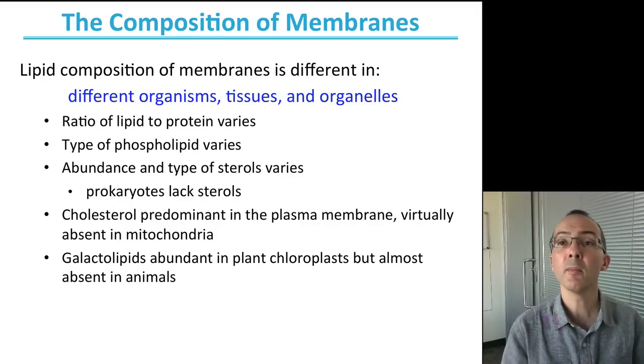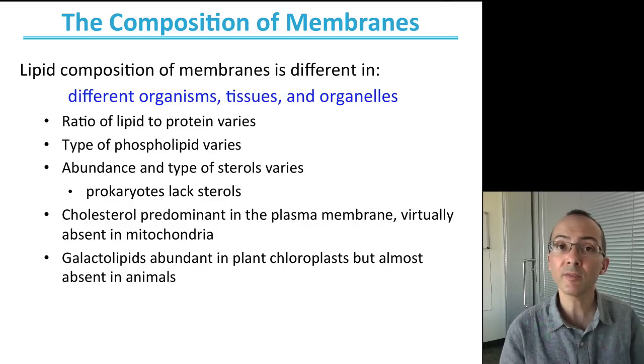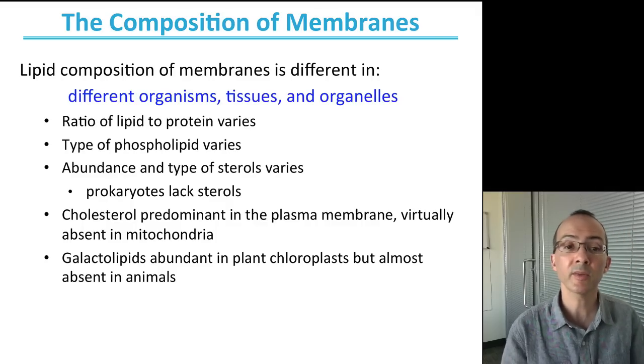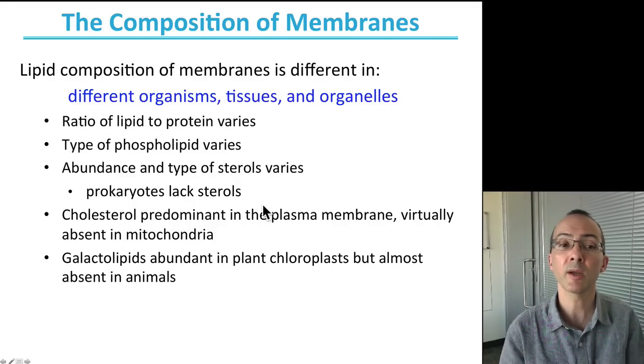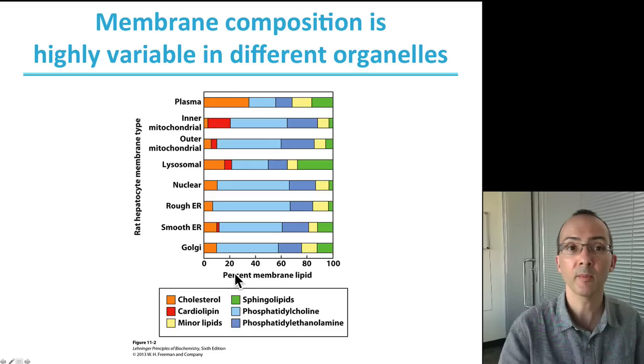Now, the composition of membranes critically can vary in different organisms, different tissues, and even different organelles within the same cell. A number of things can vary. The ratio of lipid to protein varies, the kind of phospholipids present in the membrane varies, the abundance and type of different sterols in the membrane varies. For example, cholesterol predominates in the plasma membrane of eukaryotes, but it's absent from mitochondria, whereas another example is galactolipids, which are present in plant chloroplasts but almost completely absent in animals.